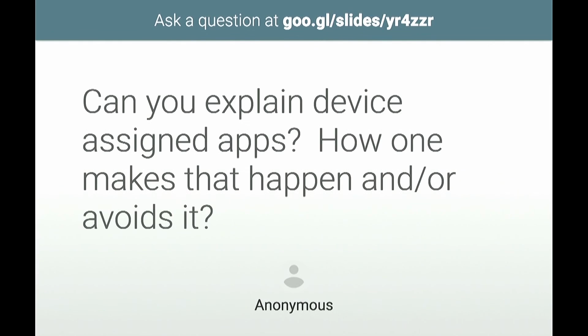And then, oh, anonymous strikes again. Can you explain device-assigned apps, how one makes this happen and or avoids it? So the neat thing about the device-assigned apps is, is it iOS 7? Your MDM needs to support it, but what you then have the ability to do is take an application and say, rather than give it to a person, we're going to give it to a specific device or a specific group of devices.